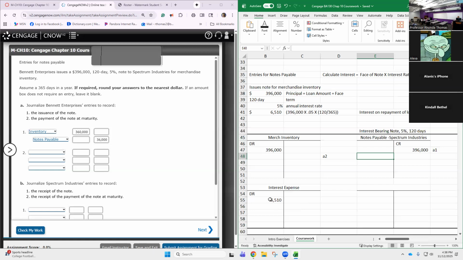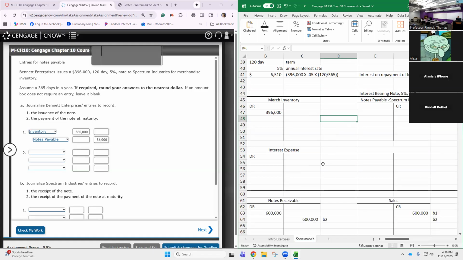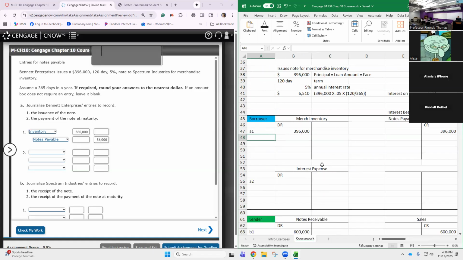So here is what the borrower will be doing. This is recording the merchandise going up and then recording the note payable as a liability. Now it's going to be time to pay it. We already calculated the interest payment. So I'll put interest payment one more time. The interest payment is the face of the note times the interest rate times 120 divided by 365.